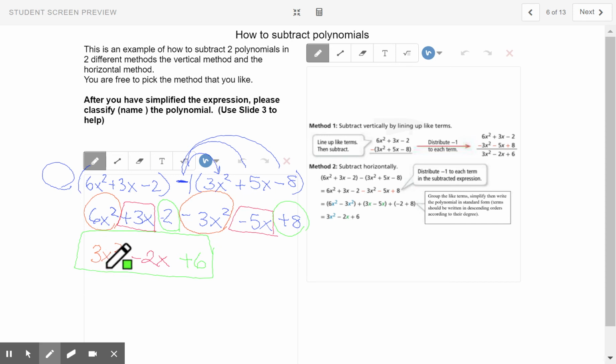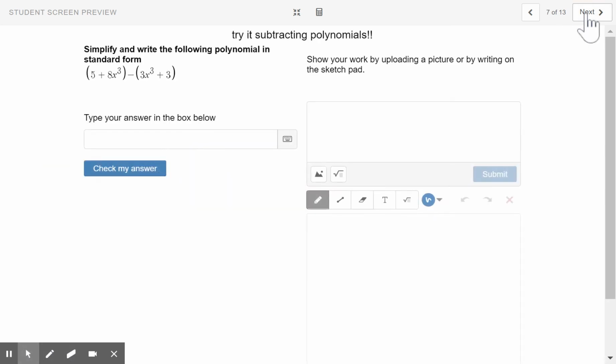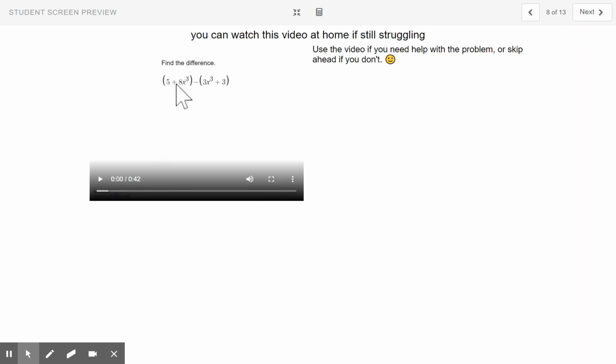So this would be a quadratic, highest exponent 2, and then a trinomial because there's 3 terms. Now slide number 7, I'm not going to make a video of because we have the video right here. So if you need a video for slide number 7, please watch slide number 8.